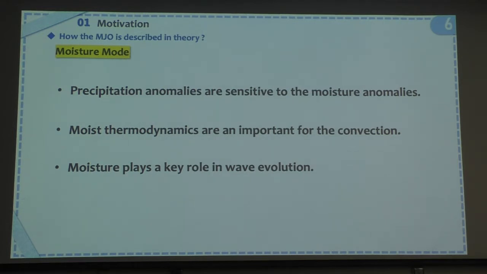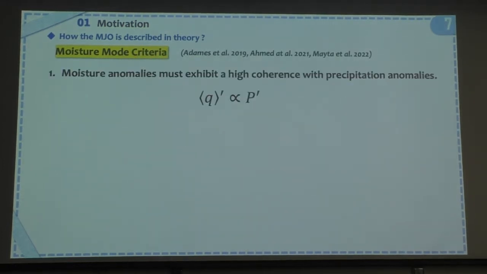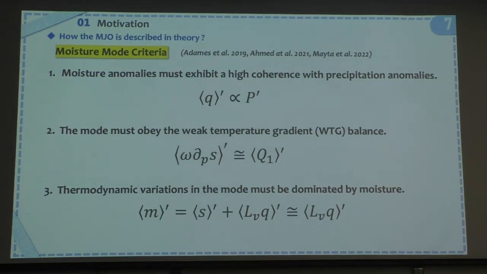Previous studies also proposed moisture mode criteria to examine that. First, the moisture anomaly has a high correlation with the precipitation anomaly. Second, it needs to satisfy the weak temperature gradient balance. Third, the thermodynamic variation must be dominated by the moisture. I will explain these criteria in detail later.